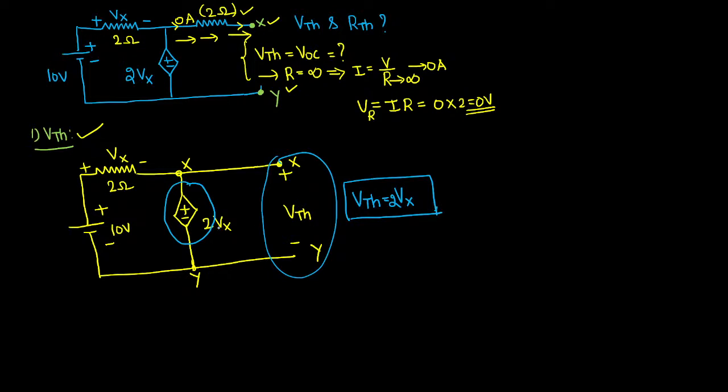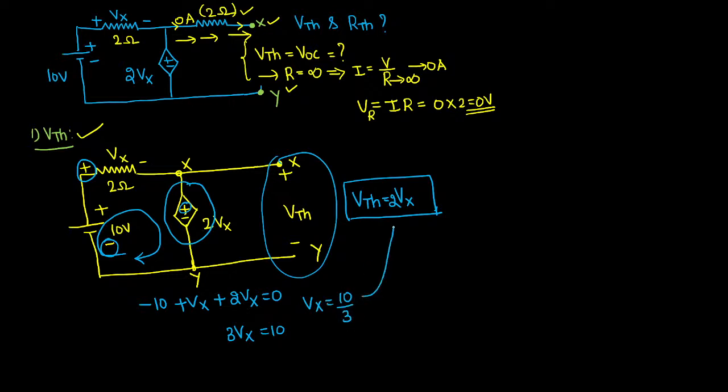For that, I am simply applying KVL for this loop only. Let us see. I am starting from here: minus 10 volts, here plus Vx, then here plus twice of Vx equal to 0. Then the net value will become 3 times Vx equal to 10, or I can say the value of Vx equal to 10 by 3.